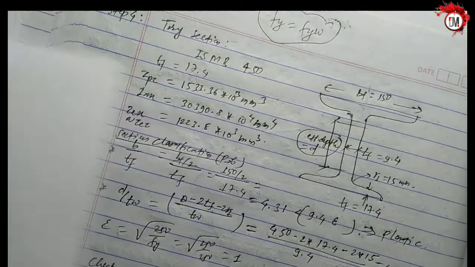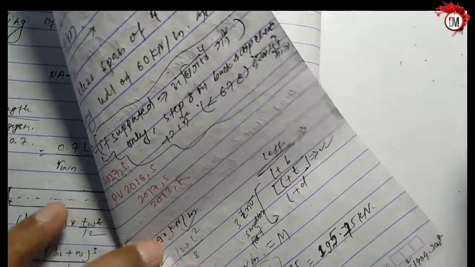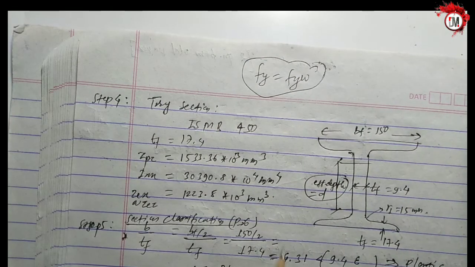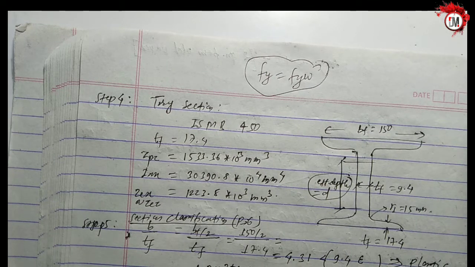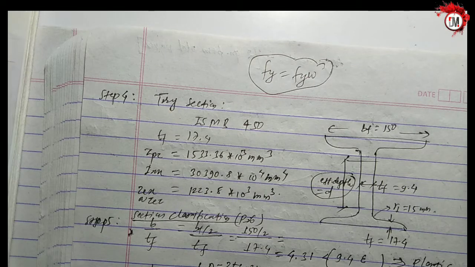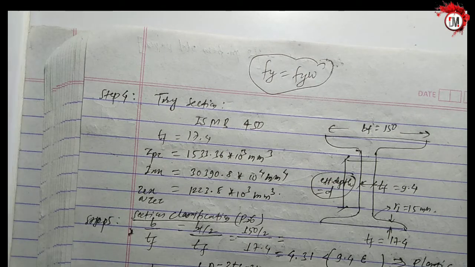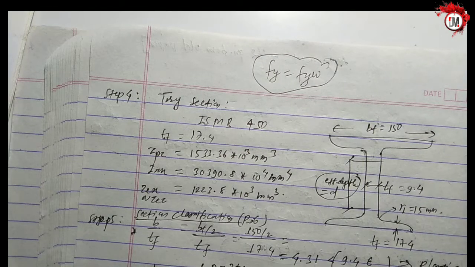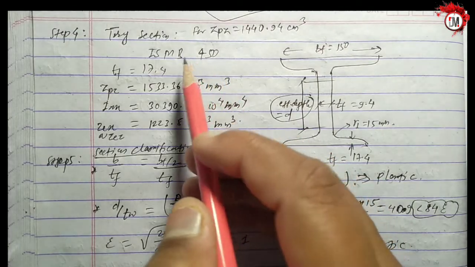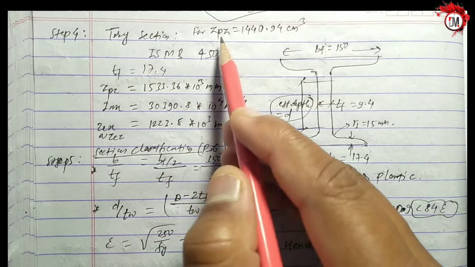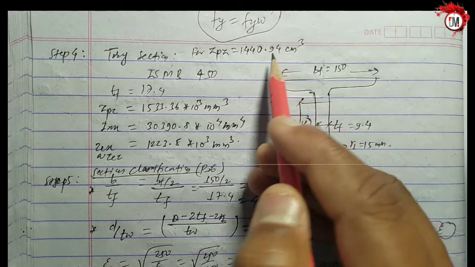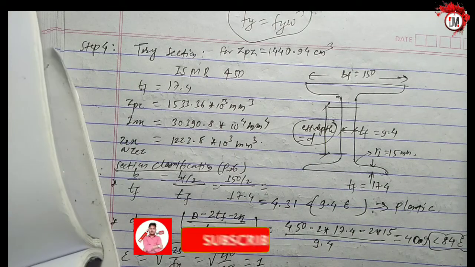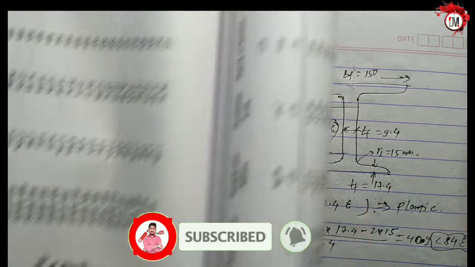You can see the value of Zpz calculated was 1440.94. Now we have to go to our steel table. If you have a steel table, please turn to page number 70. Now we are going to choose a trial section whose Zpz is greater than 1440.94. So if you have the steel code, go to page number 70.